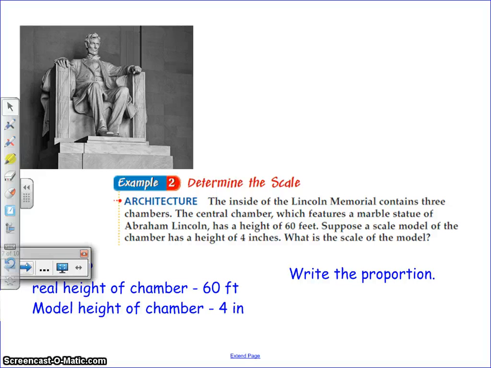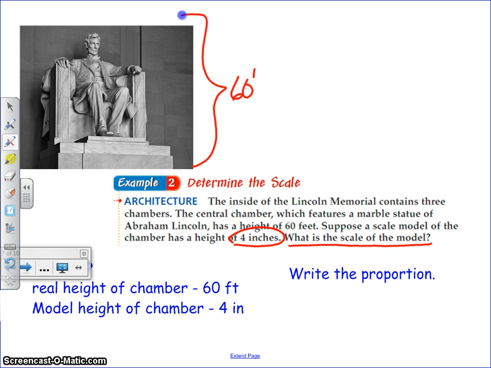The central chamber, which features a marble statue of Abraham Lincoln, has a height of 60 feet. So the height of the chamber that this statue is in is 60 feet. Suppose a scale model of the chamber has a height of 4 inches. Okay? And the question is, what is the scale of the model?